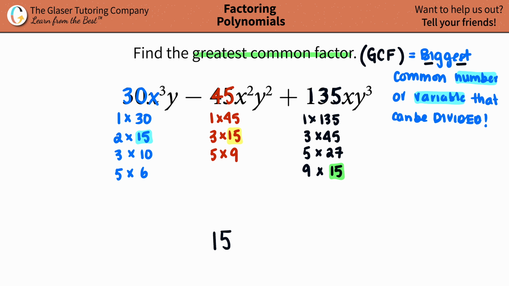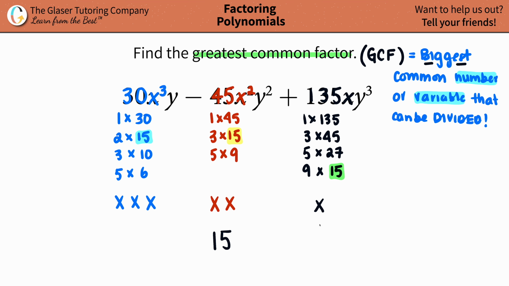We have x cubed. How many x's do you have? You have a total of 3. So x, x, and x, triple x. 45x squared y squared. How many x's do you have? Yeah, you got 2. So double x. And then for 135xy cubed, how many x's do you have? You just have 1.